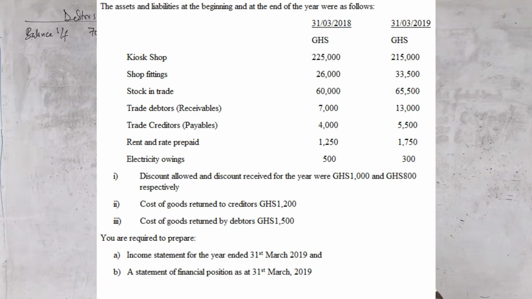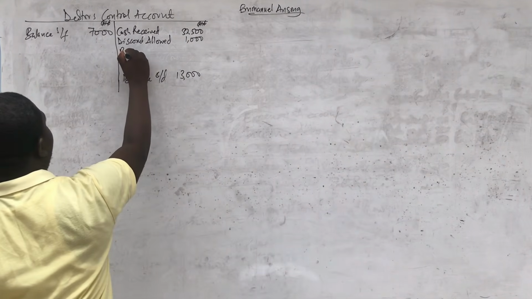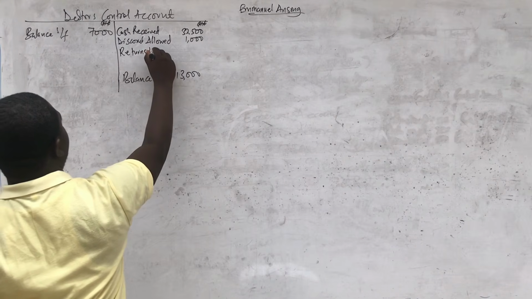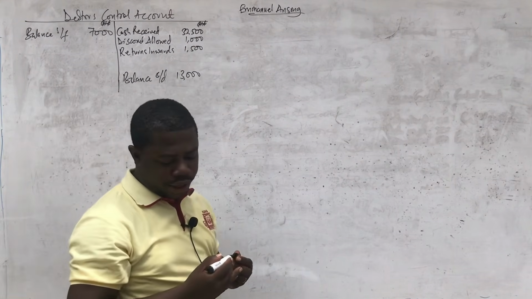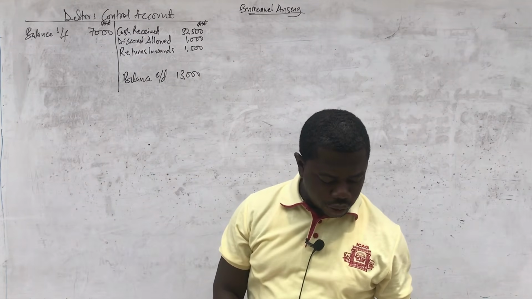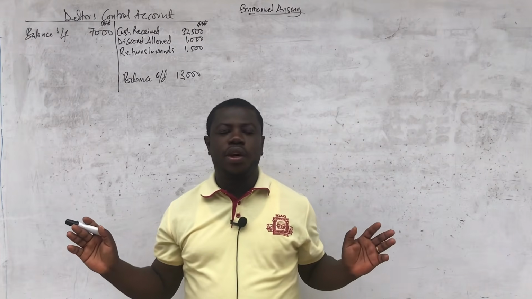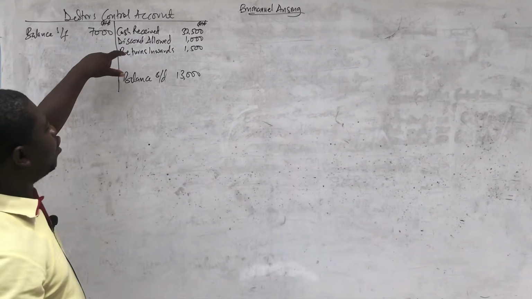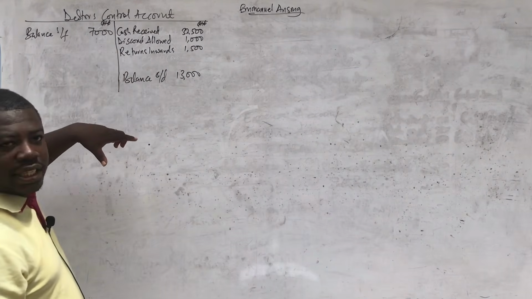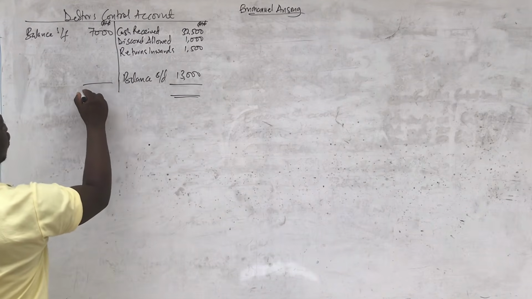Is there any other thing that will appear in the debtors control account? Yes. We have cost of goods returned by debtors. That is returns inwards. And that will also appear on the credit side. Returns inwards at a value of 1,500 Ghana cedis. So there is nothing more that is appearing on the debtors control account. That is why I told you you can leave 3 or 4 spaces in between the balances and then you fill it. So what we have to do now is to add up and try to balance off the account.